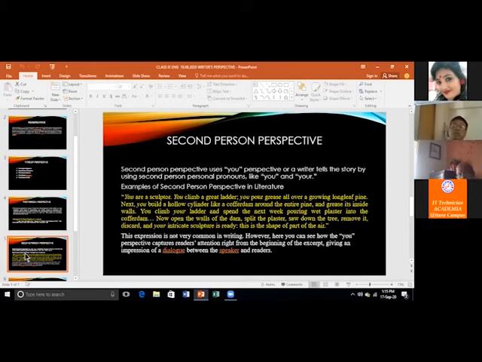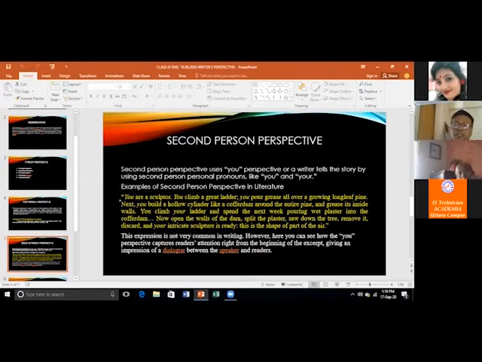Here the writer is using the second person pronouns you and your. This second person pronoun is used in the text. And if the readers see that the narrator or the writer is using the second person pronoun you, then it is easy for us to understand. Then this one is written from the second person perspective. And I have given an example here.